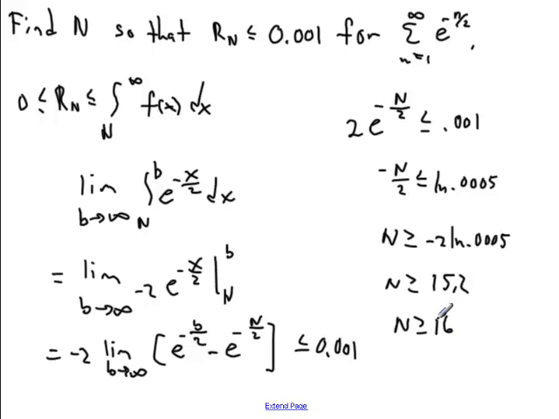So if we have 16 terms in our sum here, so e to the minus 1 half, e to the minus 2 halves, e to the minus 3 halves, all the way up, and we add through e to the minus 16 halves, then that will guarantee that when we add all that up, that estimation for S16 will have an error of less than 1/1000th.